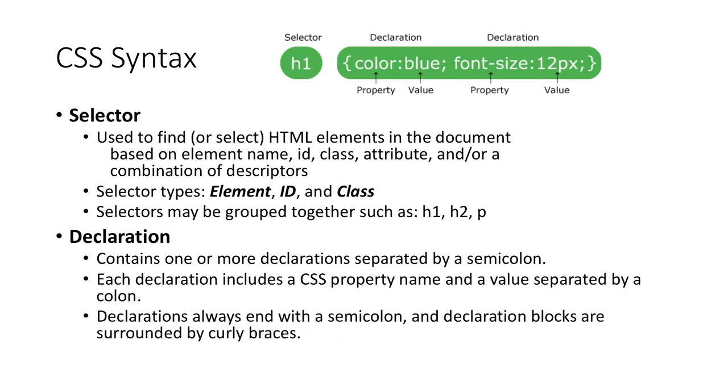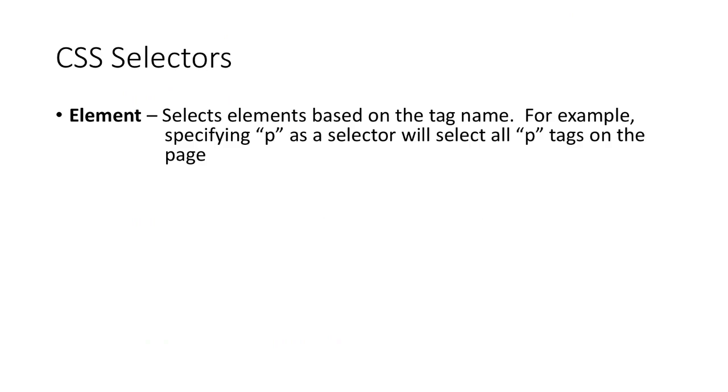Declarations always end with a semicolon, and this is called the declaration block here. They always start with an open curly brace and end with a close curly brace. So this is just one rule that we've defined up top. In the next slide, let's go over these selectors. Later on, I'll show you how you can have multiple rules defined.